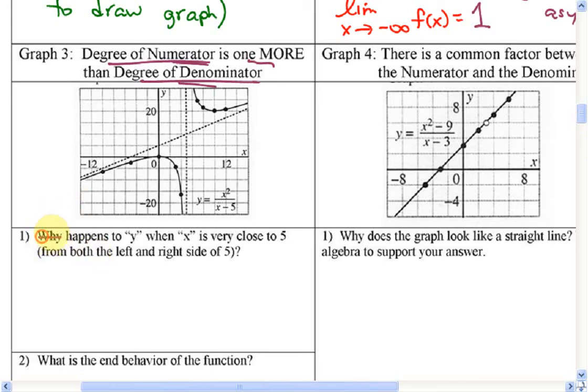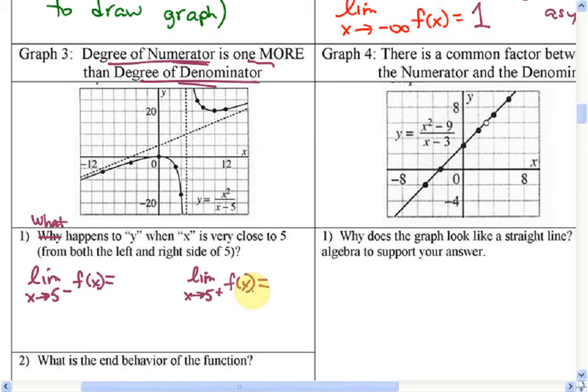Now, question to you here again. Not why it happens, what happens? So, what happens to y when x is very close to 5? Let me ask you to find this for me then. What's the limit as x approaches 5 from the left? And I also want you to find what's the limit as x approaches 5 from the right. So go ahead and figure this one out, please, on your own.